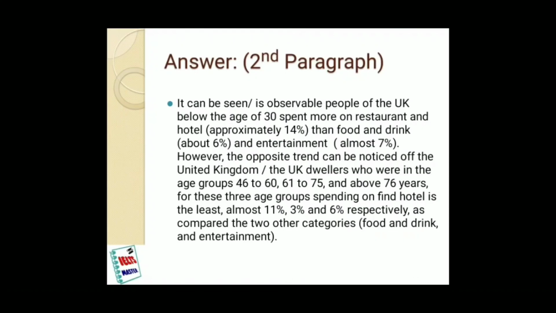For these three age groups, spendings on restaurant and hotel is the least, almost 11%, 3%, and 6% respectively, as compared to the two other categories in the bracket, food and drink and entertainment. What I did here is I tried mentioning which category people did spend the least, and that was restaurant and hotel. And I also mentioned the percentage of money that was spent on restaurant and hotel. And I used "respectively", which is also another structure that we can use in writing.